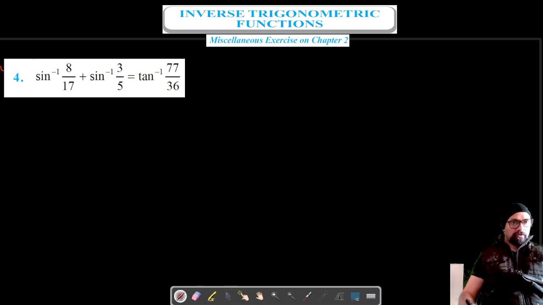Welcome to Pratham Science Academy classes, and we are on to question number 4 of miscellaneous exercise on chapter 2, for which we have to prove that sine inverse 8 by 17 plus sine inverse 3 by 5 is equal to tan inverse 77 by 36. And what should be our approach to solve this question?